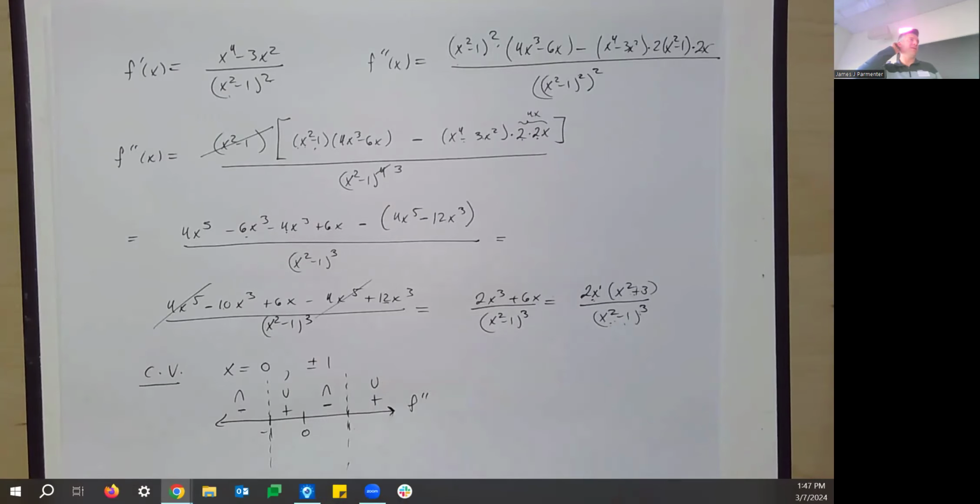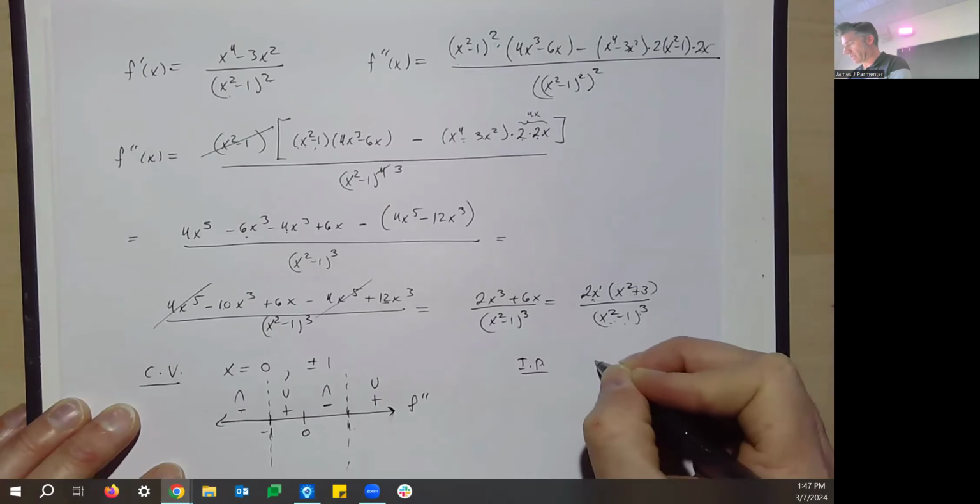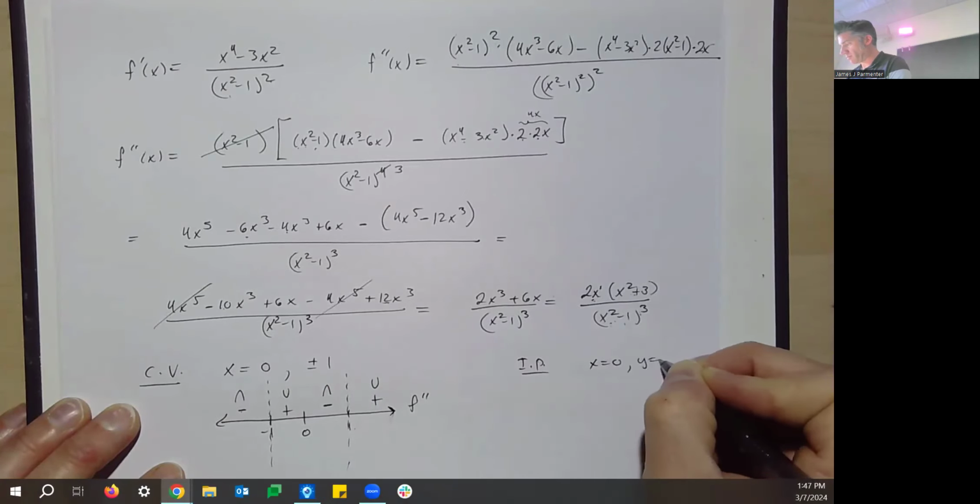Which, if you start graphing it, you'll see, oh yeah, I couldn't have had an inflection point there. But it's good to always remember that you have asymptotes. So we have one inflection point. It's at x equal to 0, y equal to 0.